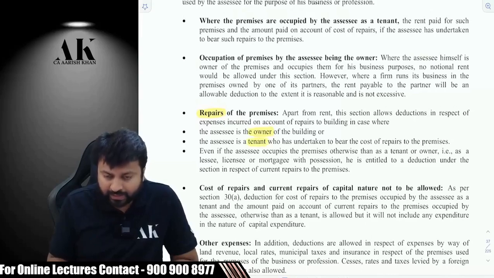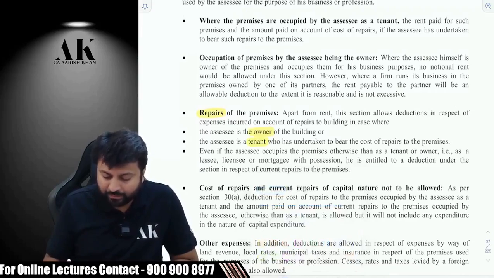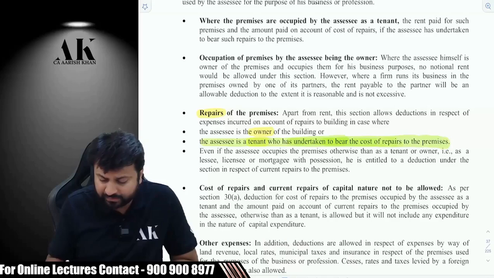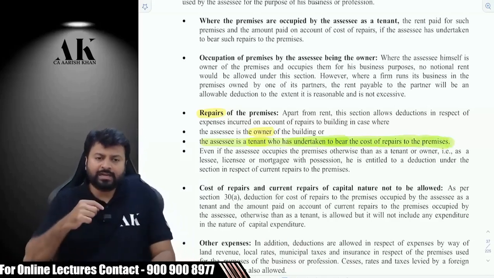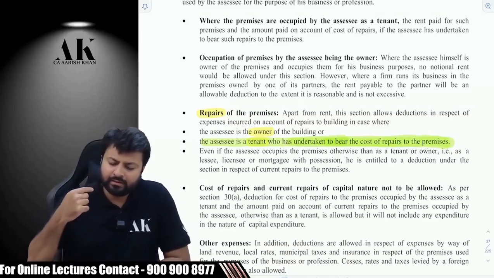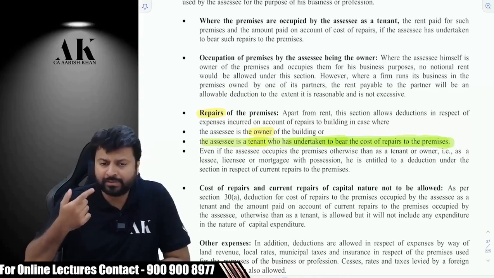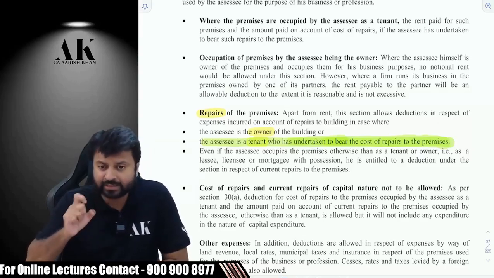Where the assessee is what? A tenant who has undertaken to bear the cost of the repairs of the premises. Okay. Read this sentence carefully. So, for tenant, the law says that he has to undertake to bear the cost of the repairs to the premises. Now, what do I mean by that? I'll come to that discussion in a while. But read that sentence once if you want.